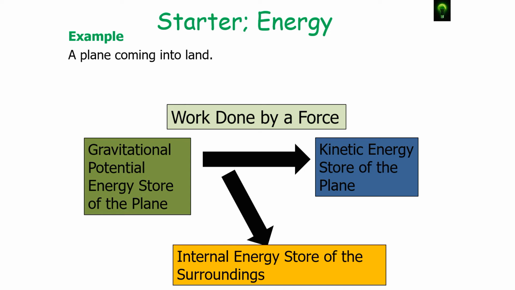Another example is a plane coming into landing. Now a plane starts off very high up above the surface of the earth, so therefore it starts off as a gravitational potential energy store. Work is then done by a force. It literally is pulled down to the surface of the earth, so that then turns into a kinetic energy store of a plane, but it will also dissipate some energy to the internal energy store of the surroundings as it's an open system.